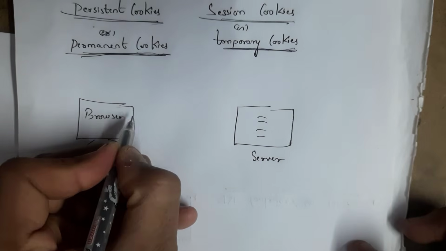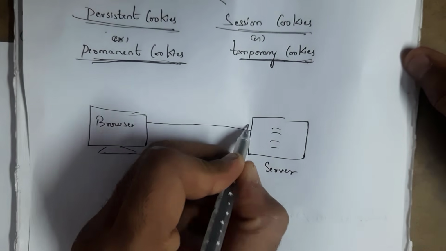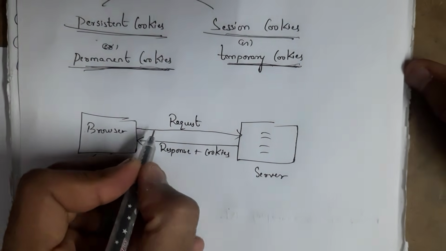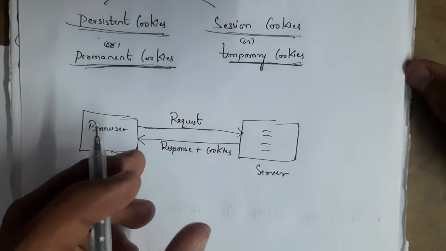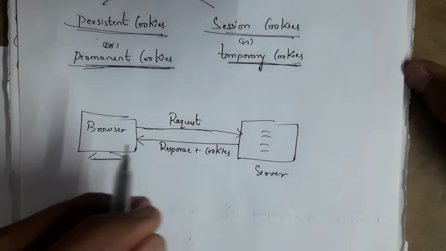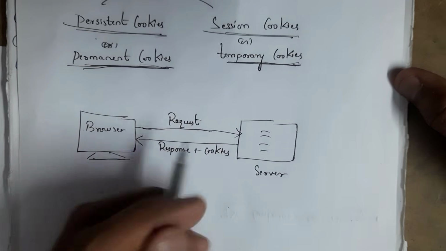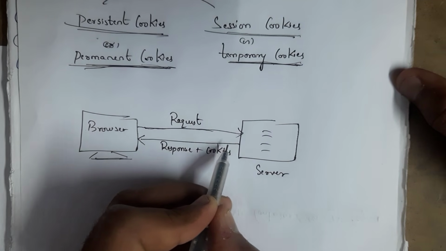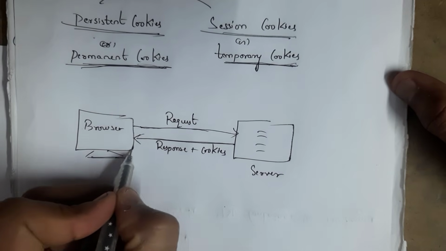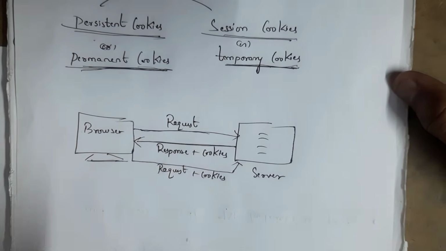So I will explain the structure of cookies. Whenever a user sends a request to the server, the server will provide a response plus cookies. The request is nothing but the user entering username and password and then clicking on remember. After clicking on remember, he logs into the server. Clicking on remember is nothing but setting cookies there. So the server provides a response as well as cookies. And next time the user will send a request plus cookies. This is the structure of cookies.